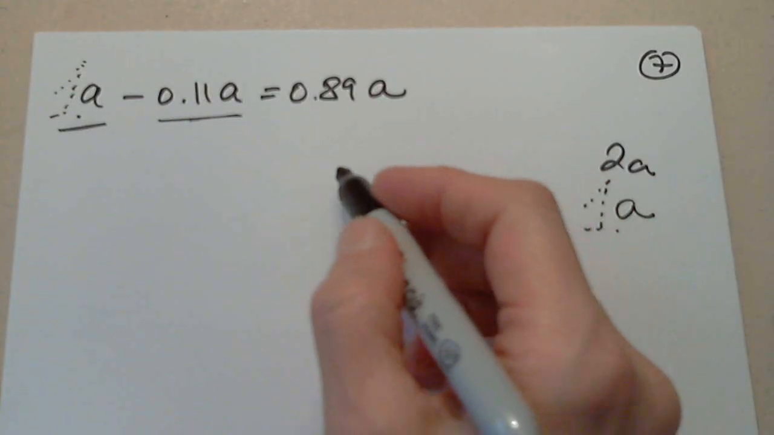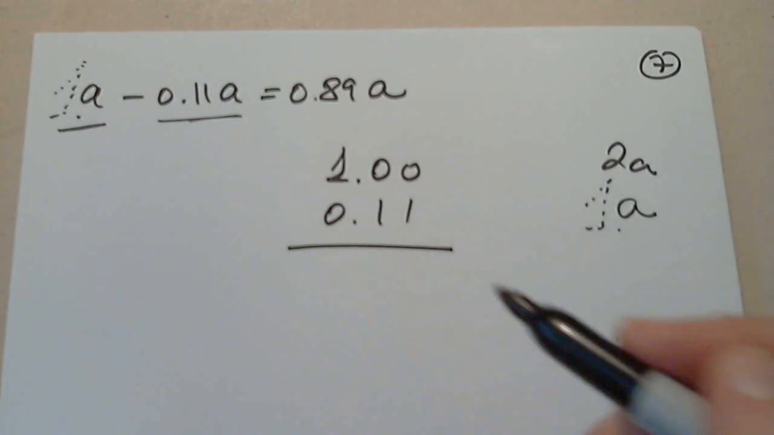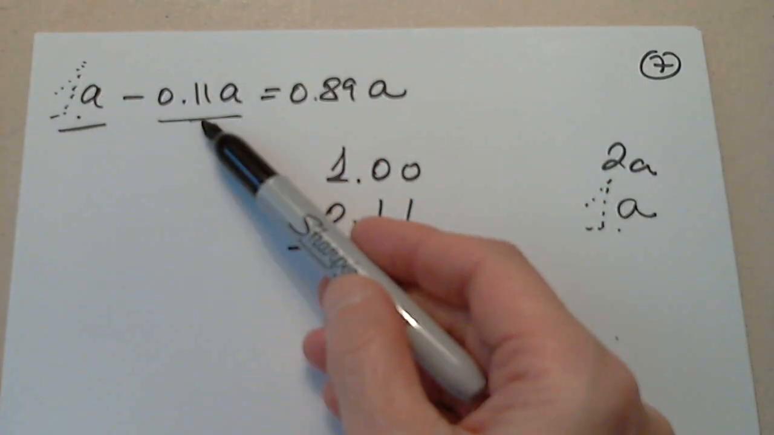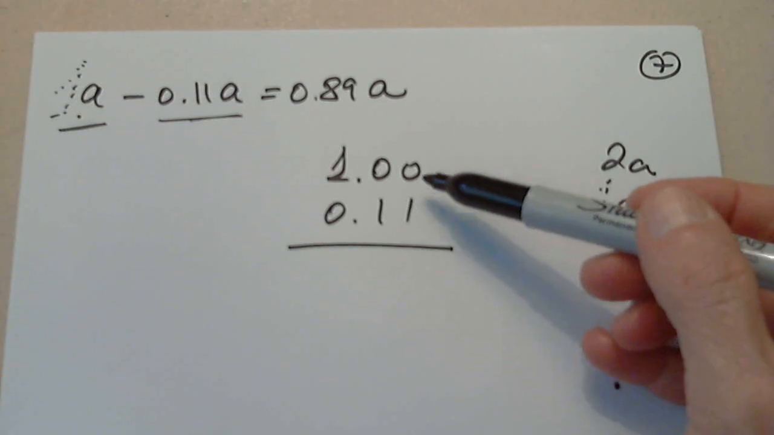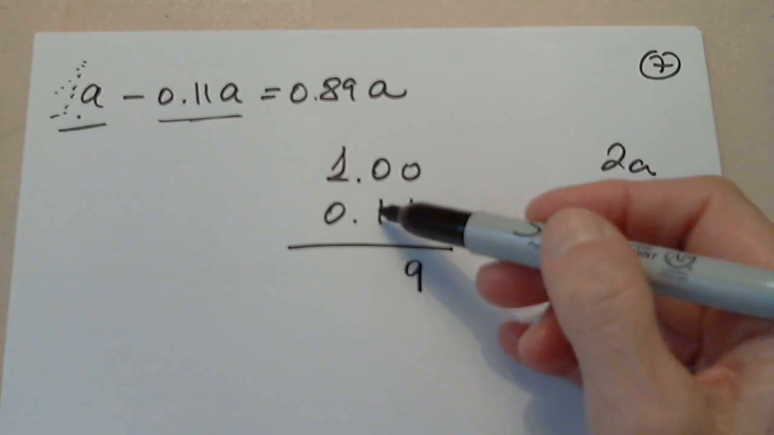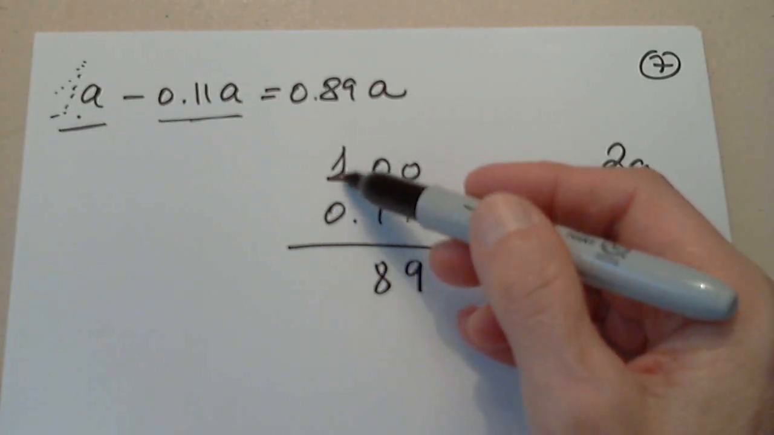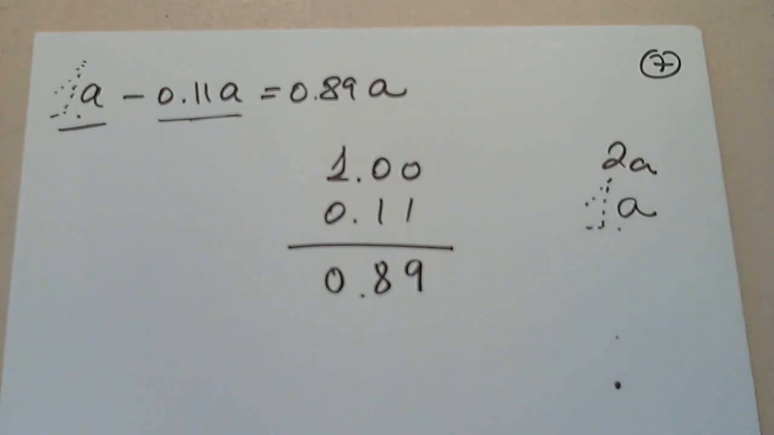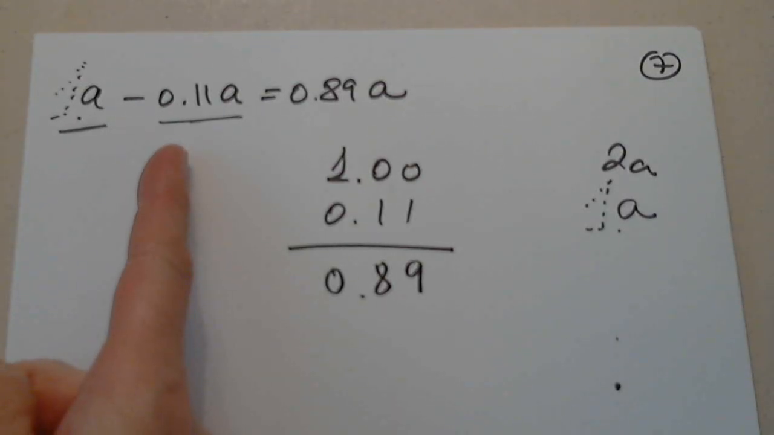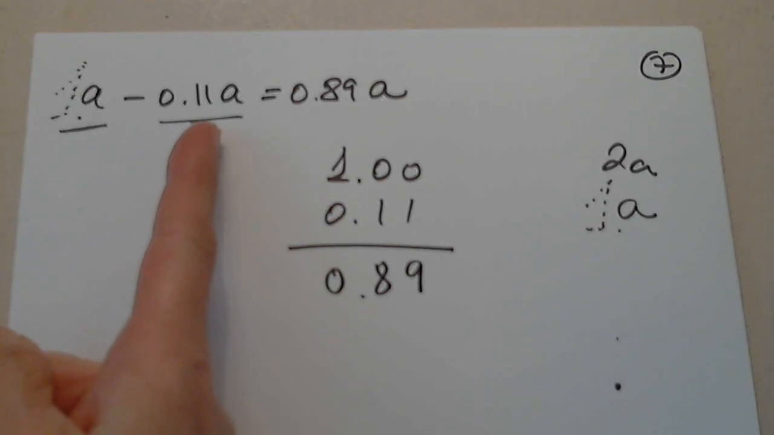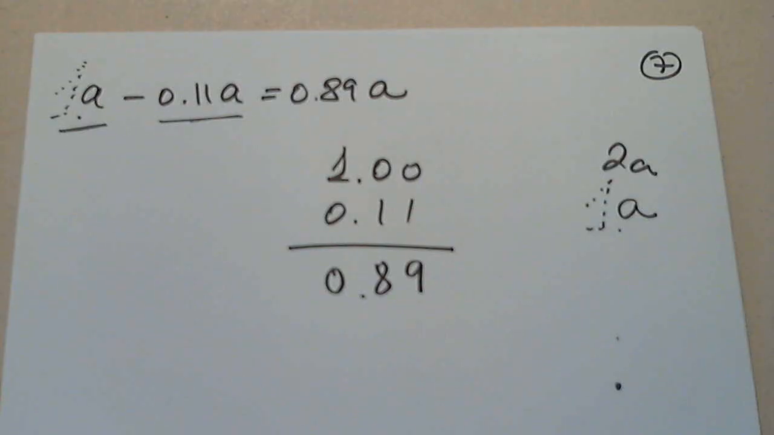So from $1, I subtract 0.11. From $1, I subtract 11 cents. I get 89 cents. So let's try. 1 from 0 is 9. 1 from 9, because I already borrowed, so it's 8. And there is no unit left here, so 0.89. So in other words, I'm saying 1 apple minus 0.11 of an apple, in multiplication, 1 minus 0.11 is 0.89a.